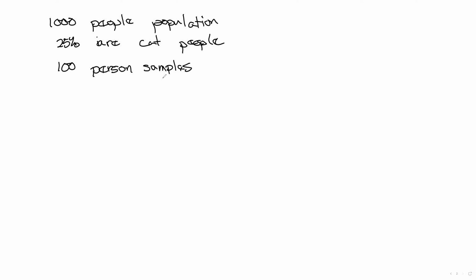And we do those 100-person samples as a simulation. So we're looking at the simulated, all the different possible outcomes if you did the 100-person survey from 1,000 people, where 25% are cat people. What are all the possible outcomes? We ran this 10,000 times.